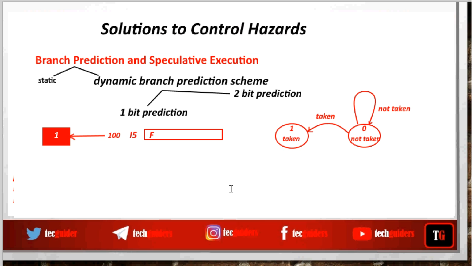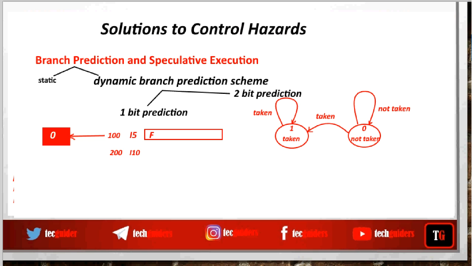The next time, suppose after some time instruction I5 gets executed again. While checking its prediction bit, the bit predicts that the branch should be taken. So this time we start fetching instructions from the target address onwards and proceed in the predicted direction. After some time, suppose it is realized that our prediction was correct and the branch should be taken; we remain in the same state itself. The prediction bit for I5 also remains 1. But after some time it may be realized that the prediction was actually wrong and the branch should not be taken.